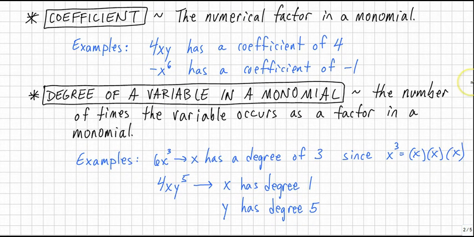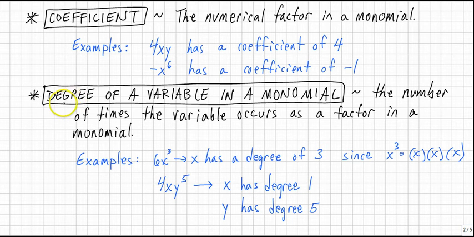Next two things, coefficient. If we refer to a coefficient, that is the numerical factor in a monomial. So for example, 4xy is a monomial. It's the product of a constant and one or more variables. So this is a monomial, and the numerical part, the 4, that's the coefficient. So that has a coefficient of 4. It's the number out front. Negative x to the 6th is a monomial, and it has a coefficient of negative 1, because negative 1 is what's sitting out in front of the variables.